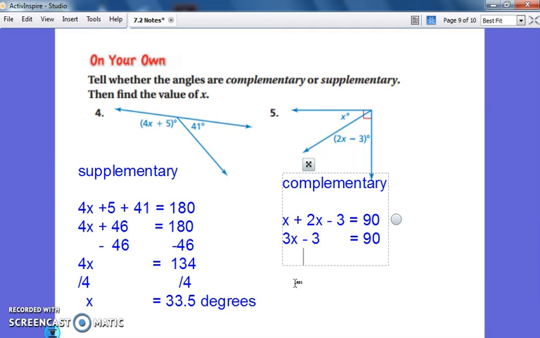Okay, now we're going to undo our subtraction. So we're going to add 3 here, and we're going to add 3 here. And we're left with 3x equals 93. Last step, we need to divide by 3 to get our x alone. And we're going to get x equals 31 degrees.